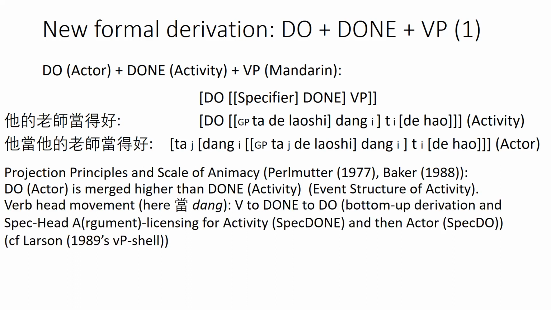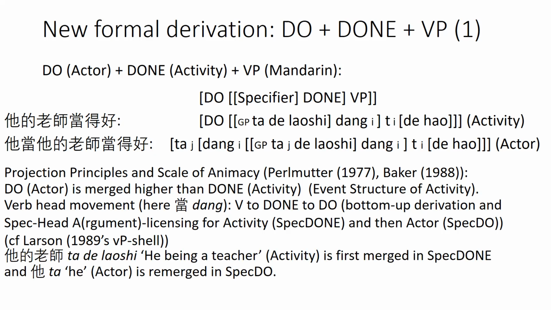And also, head movement of the verb. So if we apply a bottom-up derivation, which seems to be the norm these days, and also a spec-head argument licensing structure for both of these light verbs, the verb would move to done first, where it introduces the activity nominal, and then it would move to do, where it introduces the actor nominal. This is again in line with Larson's VP shell analysis, where there's a spec-head argument relation between the functional head and the argument here.